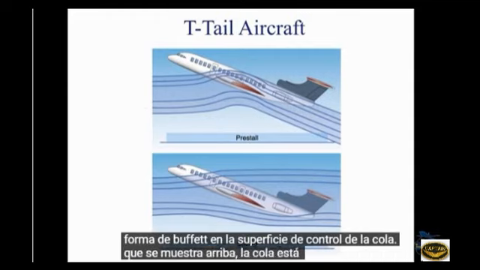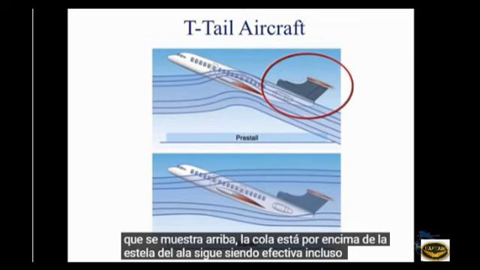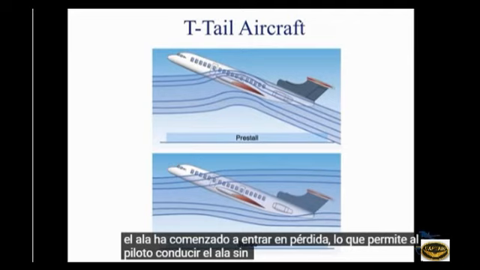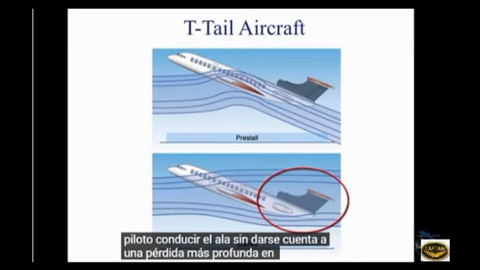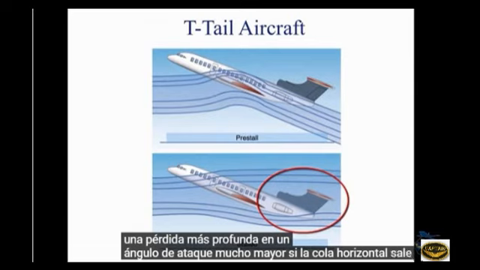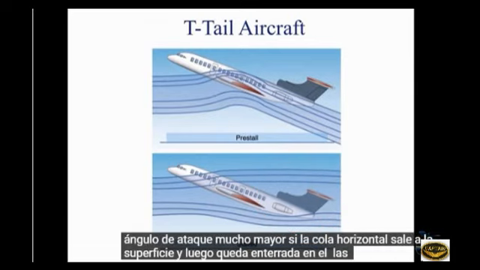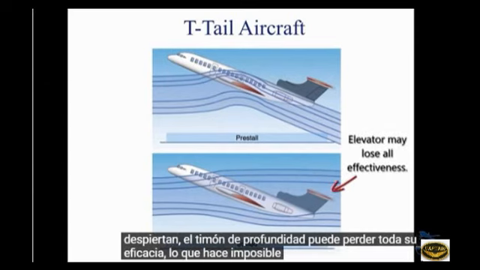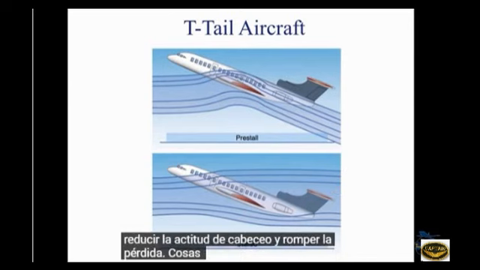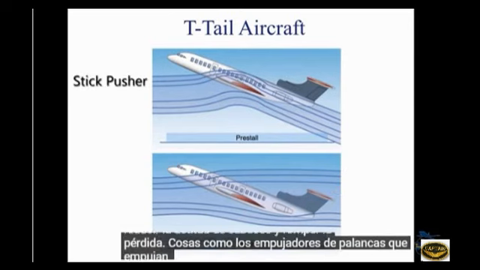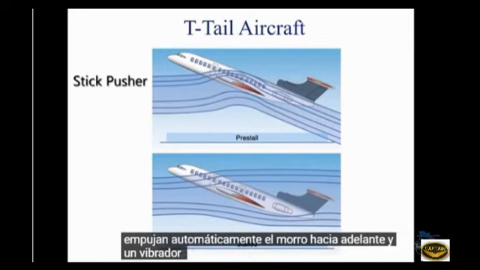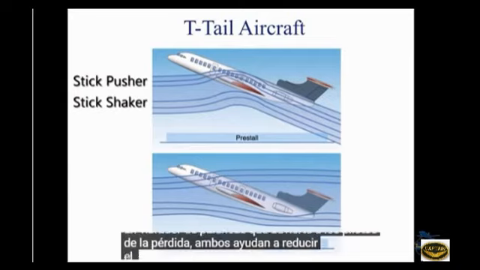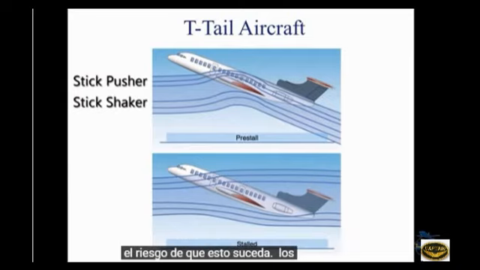Shown above, the T-tail, being above the wing wake, remains effective even after the wing has begun to stall, allowing the pilot to inadvertently drive the wing into a deeper stall at a much greater angle of attack. If the horizontal tail surfaces then become buried in the wing's wake, the elevator may lose all effectiveness, making it impossible to reduce pitch attitude and break the stall. Things like stick pushers, which automatically push the nose forward, and a stick shaker, which gives the pilots a warning of the stall, both help to reduce the risk of this situation from ever developing.